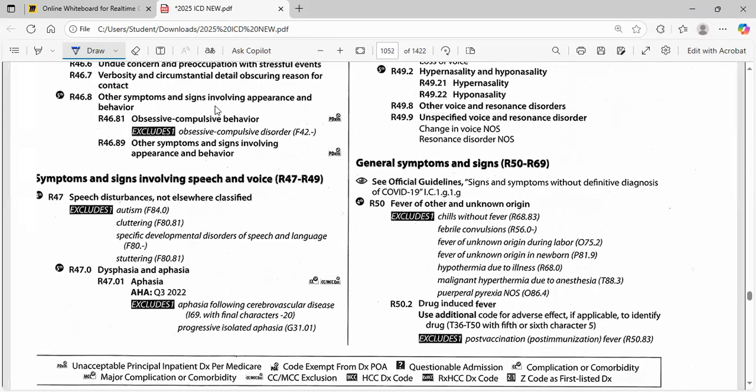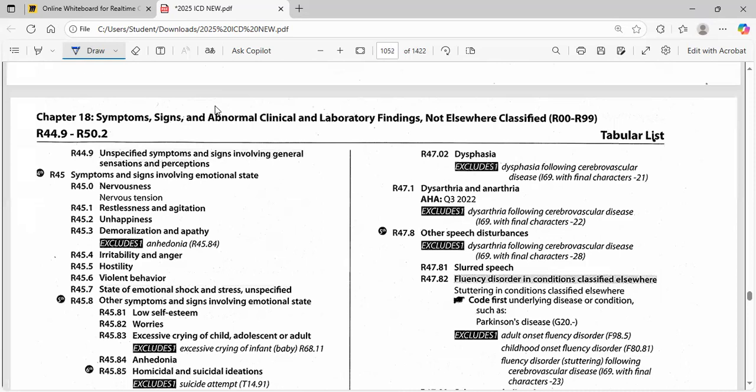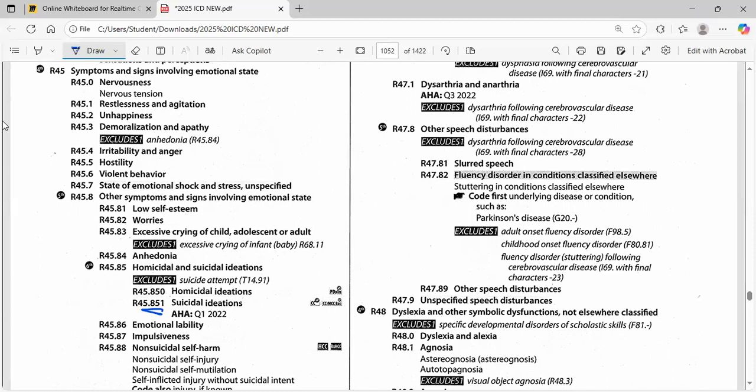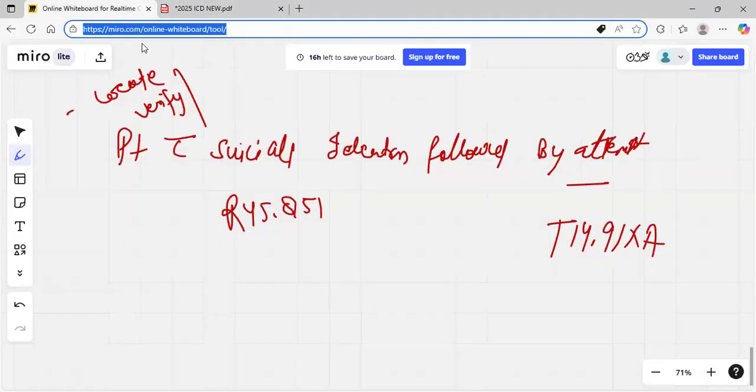Our next code is R45.851. Here we go. So for R45.851, we can see here in the Excludes1 of R45.85, we have the suicide attempt. So that means we cannot use the suicide attempt and the code for suicide ideation together. Either we have to use T14.91 or we have to use R45.851. To determine which code we have to use, we use the more specific code.